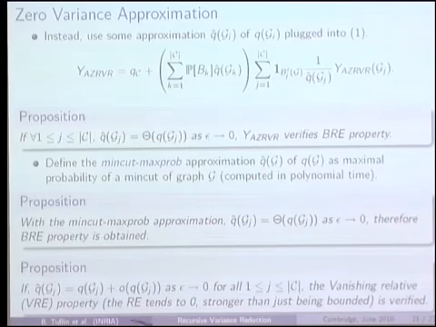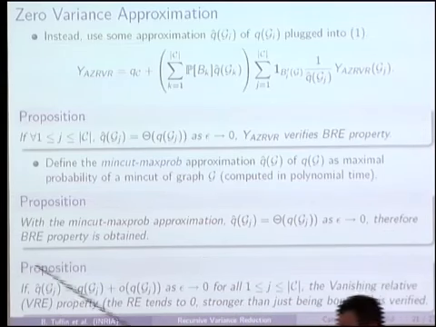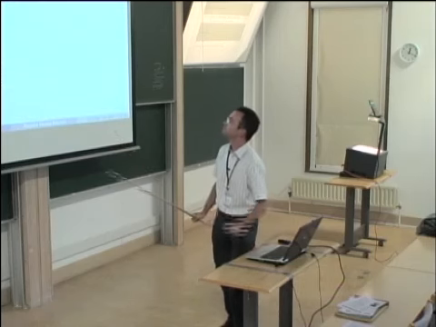And we can even prove that if we have an asymptotically perfect approximation, then we have a better property, which is vanishing relative error, which means that the relative error tends to 0, which is stronger than just being bounded, as epsilon tends to 0. So this is something that can be proved.